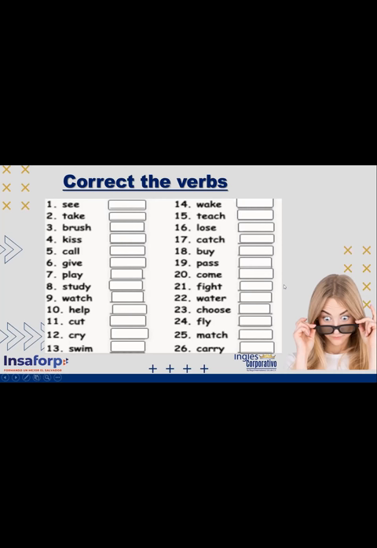Guys, 11. Who's 11? Puts. Cuts. Cries. 13.